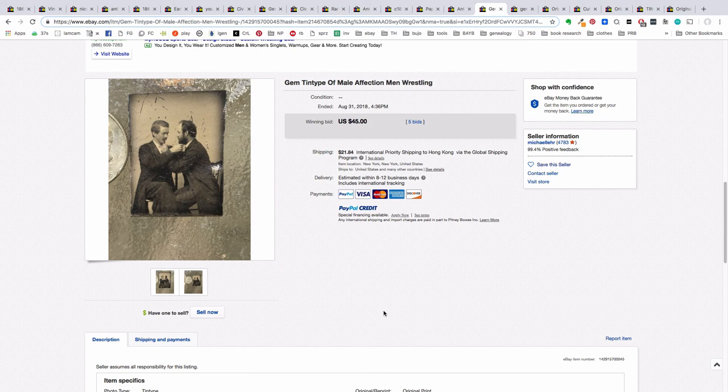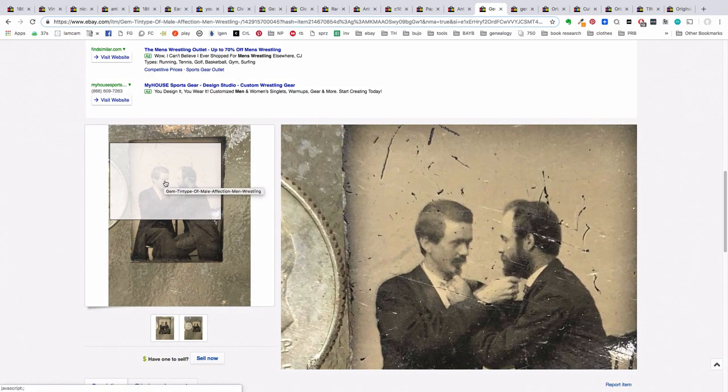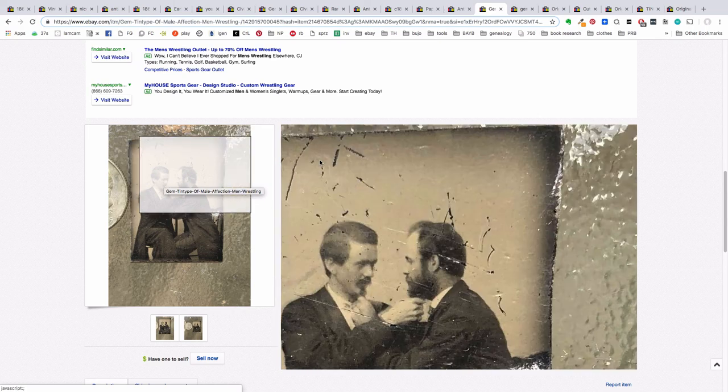And this was afforded by the slower exposure or the faster exposure times for tintypes, though you don't see it that often. More often you see the more stolid look of older photos because that was what people were used to. But these are great. I mean, these guys are. It says wrestling. I guess they're wrestling. At first, I thought they were tying each other's ties.